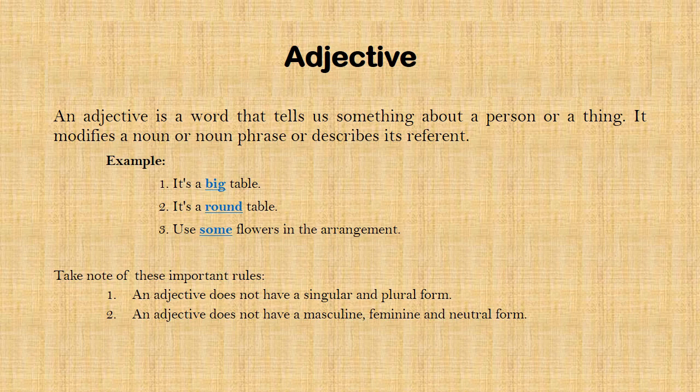Look at the examples given here. It is a big table. Here the word big indicates the size of the table. So, it is an example of an adjective. It is a round table. The word round in the sentence is an adjective because it describes the shape of the table. Use some flowers in the arrangement. Here the word some describes the number of flowers, so the word some is an example of an adjective. When a word describes the size, shape, quantity of a noun or a pronoun, it is an example of adjective.